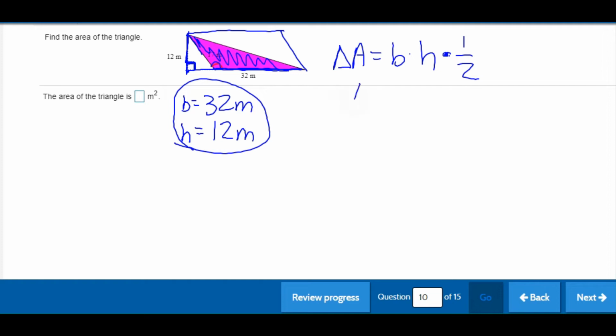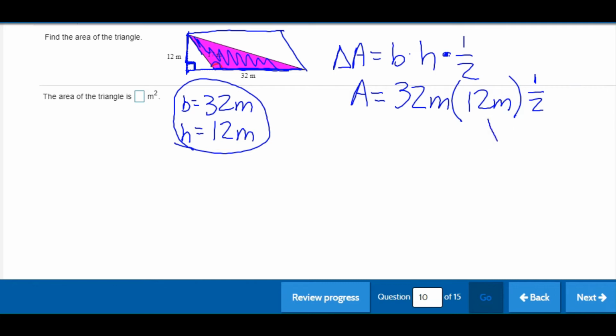So I don't know what the area is. That's what I'm looking for. I'm going to substitute my base in, 32 meters times 12 meters times 1/2. Now, because of the commutative property of multiplication, it doesn't matter which order I multiply, because it's all multiplication. I'm still going to get the same product.